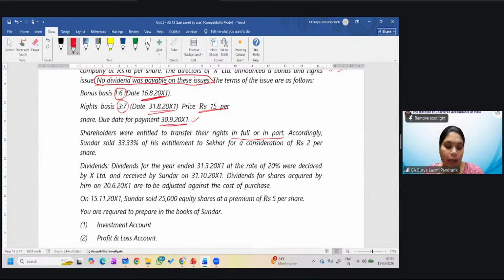It is up to you, right? Now, what did this person do? He sold 33% of the right for a consideration of 2 per share. So he sold the right, he didn't sell the shares. Is that clear, everyone? It is the sale of right, it is not sale of a share. He didn't sell any shares here. He just sold the right to a different person.